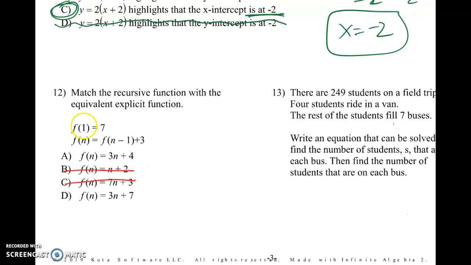Okay, now remember, when you plug in 1, your first term should give you 7. So if I plug in 1 here, I would get 3 plus 7, and that gives me 10. If I plug in 1 here, I'd get 3 plus 4, which does give me 7.